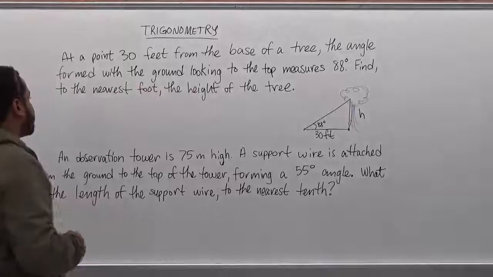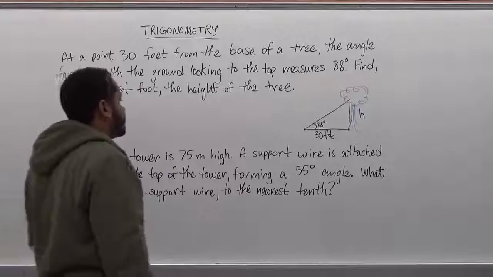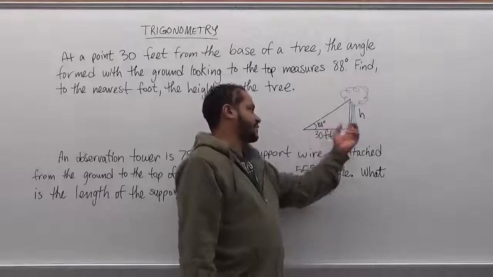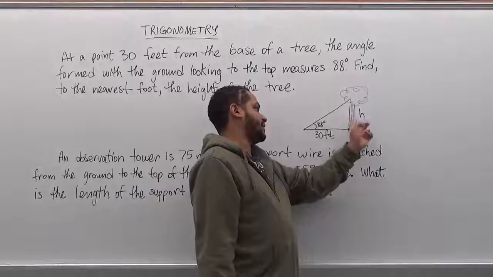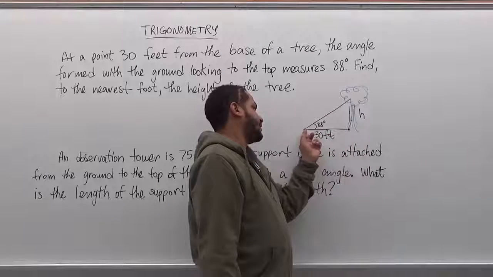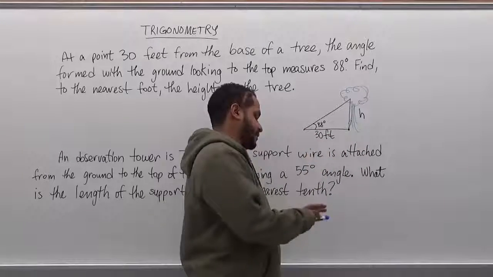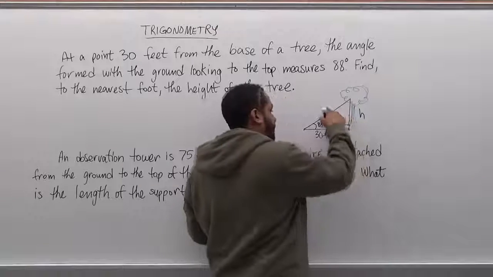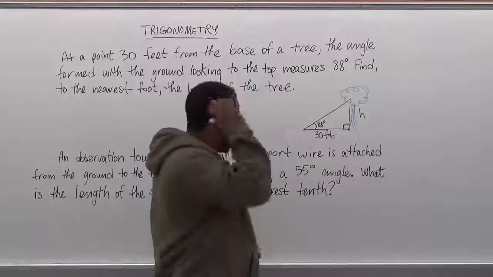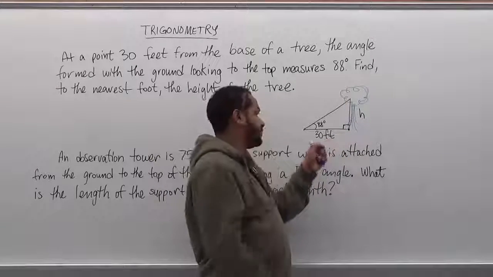And to solve this, what we're going to use is trigonometry, right? So what we have here is the side opposite to the triangle's angle. The opposite side of the angle is the H. The adjacent side of the angle is the 30 feet. And this is the right angle here, making this the hypotenuse side. Now what we have here is the opposite and the adjacent side formed with an angle.